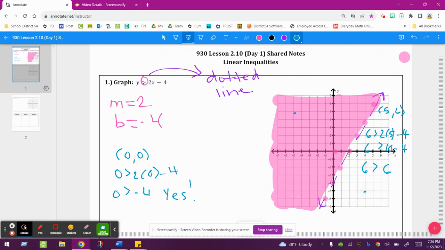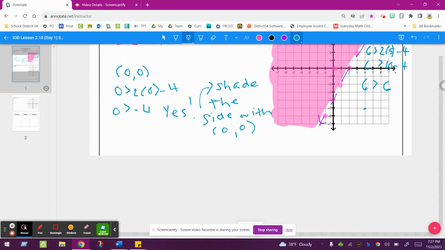And that would be true also if you went to plug it into your inequality, you would not get a true statement. So if 0, 0 is a solution, just a general rule is that we shade where 0, 0 is. Shade the side with 0, 0. And if it's not a solution, we would shade the opposite side. But in this case, it was a solution. And so our inequality is graphed. Okay. Let's take a look at our next problem.